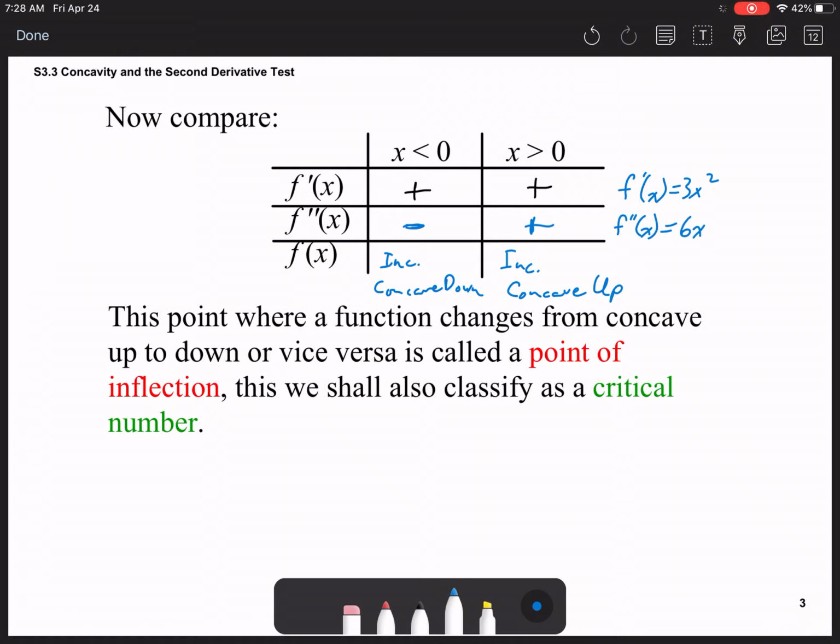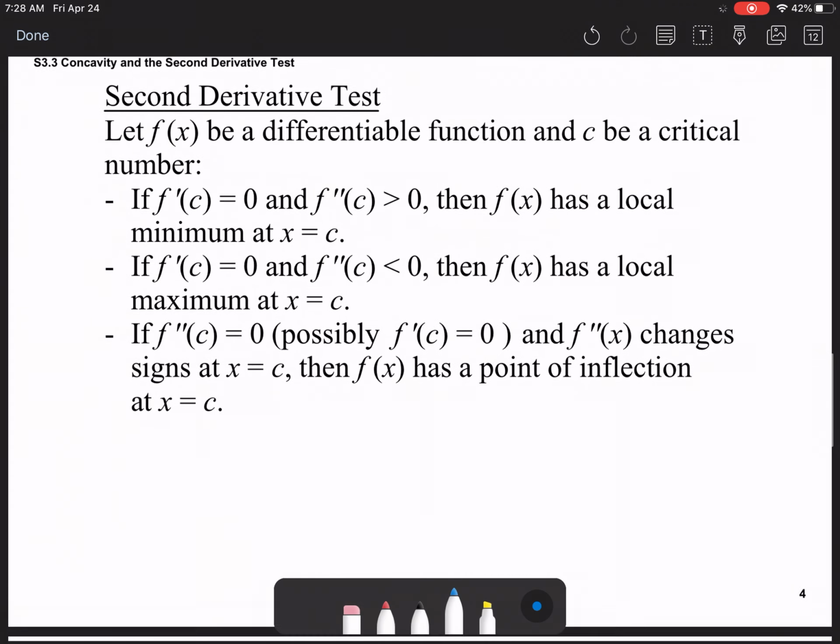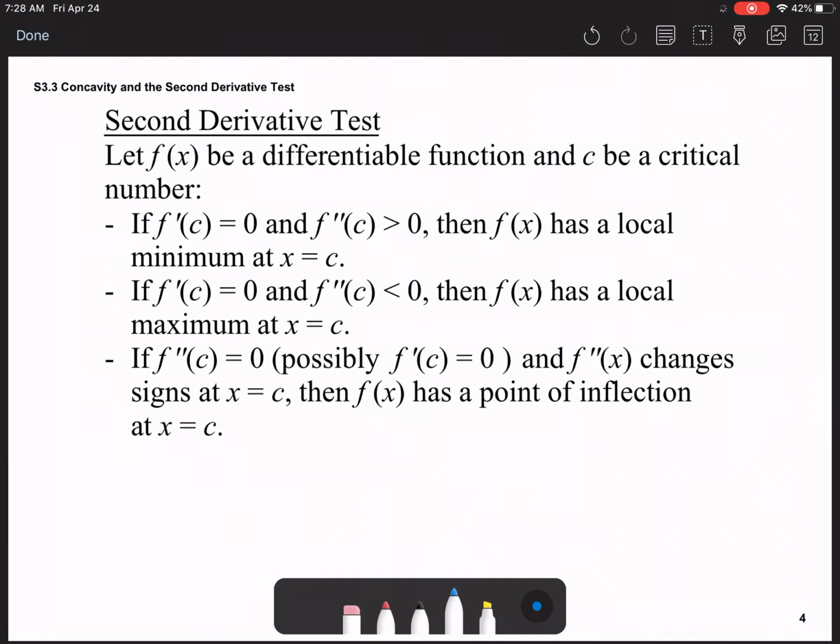Okay, so this point where the function changes from concave up to concave down, or vice versa, is called a point of inflection. And because it has such interesting properties, this is another critical number. Okay, so we come up with a second derivative test based on this.